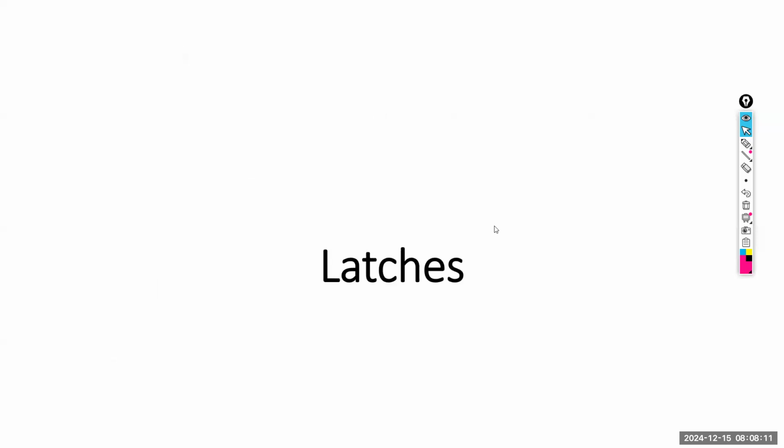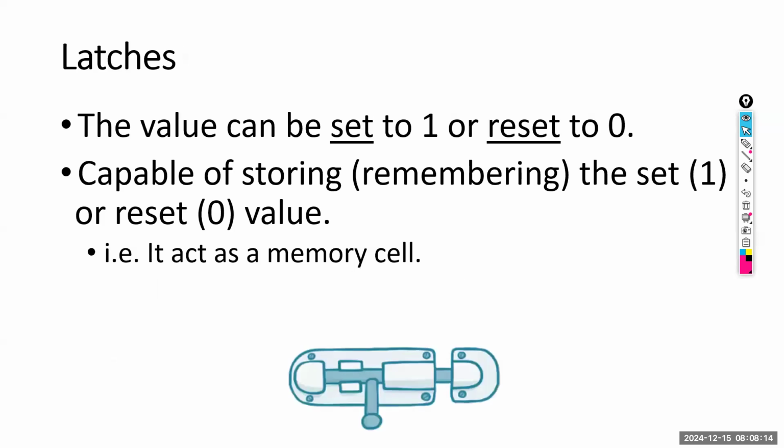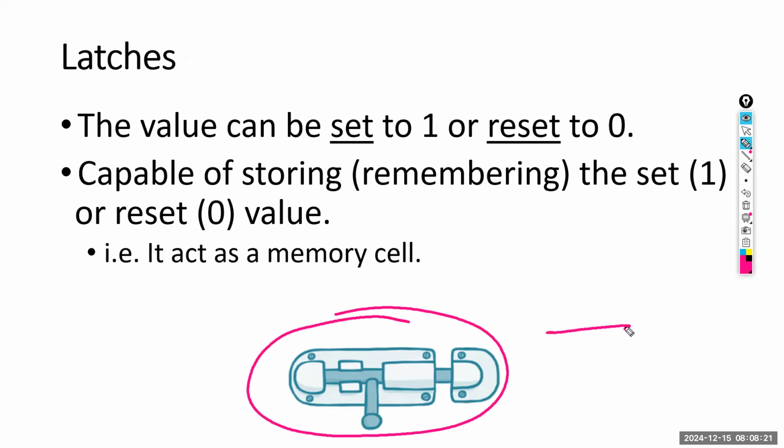Latches. Okay. So the word latch literally means something like a lock. We can lock it, and until we unlock it, it stays in the locked state. Then we can unlock it, and until we lock it, it stays in the unlocked state. Right? That is what we want to do in memory cells. We must be able to set it to 1 and stay in the 1 position until we reset it to 0. Then it must stay in the 0 state until we set it.